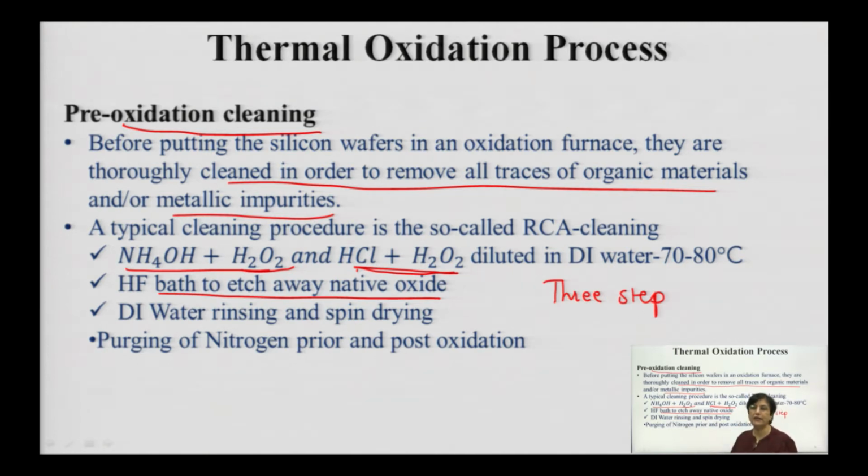and similarly after the cleaning, intermittent cleaning with DI water, thoroughly rinsing with water, we also carry out spinning so that there is no moisture content present on the wafer surface. After that, as a second measure for further cleanliness, we purge nitrogen prior to and post oxidation. This is very important, because nitrogen controls the rate at which the oxidation happens, and it is a very good controlling agent in my oxidation process.